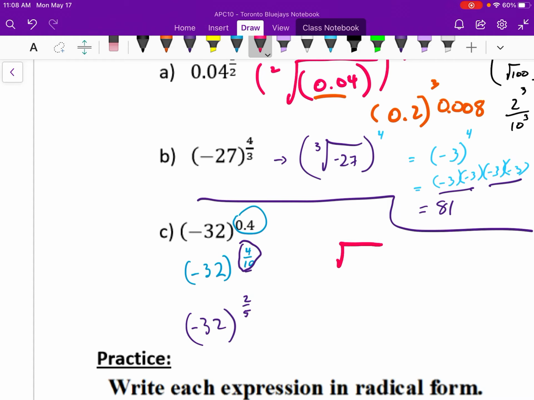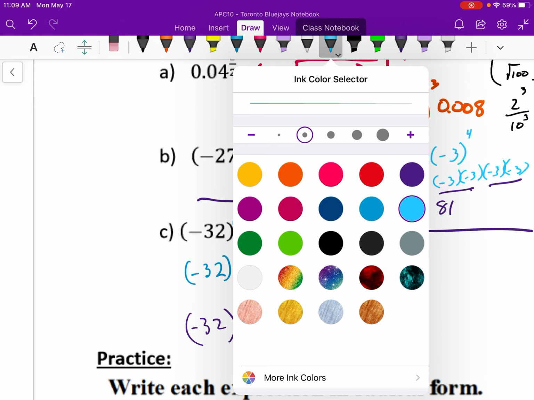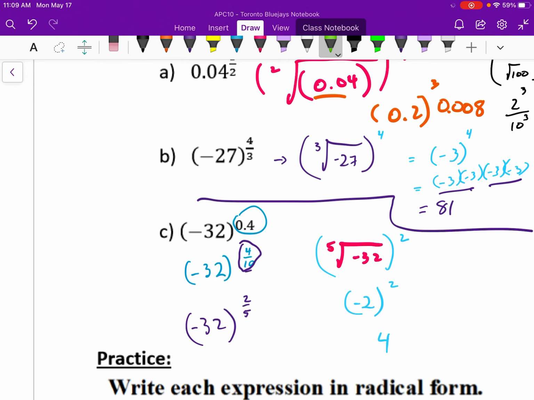So what I'm going to do is I'm going to say the 5th root of negative 32, and then I'm going to square that number. So what number multiplied to itself 5 times gives you negative 32? It's negative 2 squared. This answer is 4. Notice how I chose to evaluate the radical instead of the exponent. This is entirely right, but you'll notice you get the answer right away.